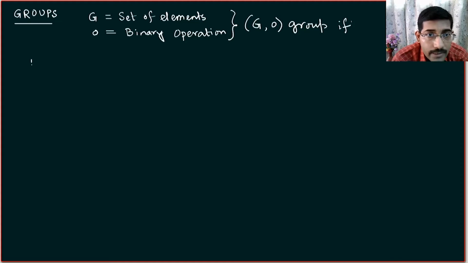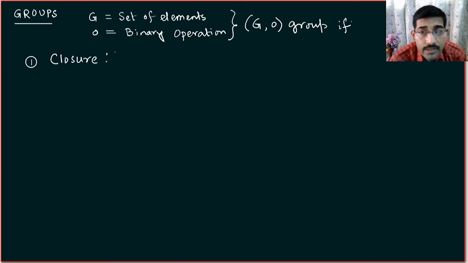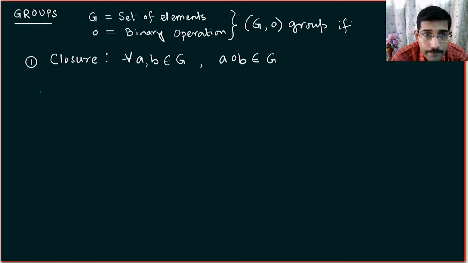these properties are satisfied. Number one, we have the closure property. The closure property says, extended from the binary operation closure, that for all A, B belonging to G, AB operated together will also belong to G.